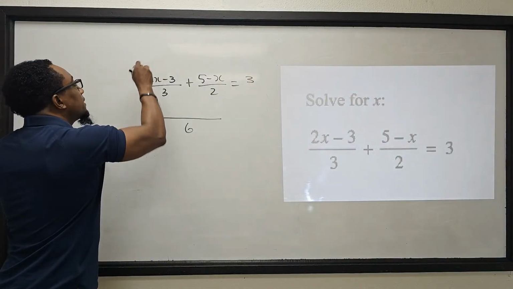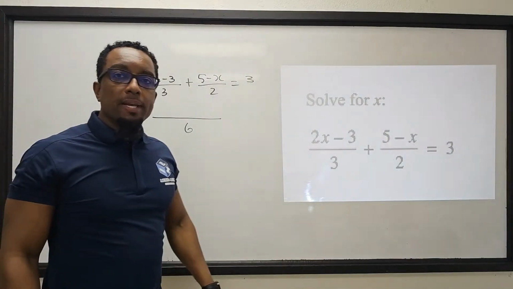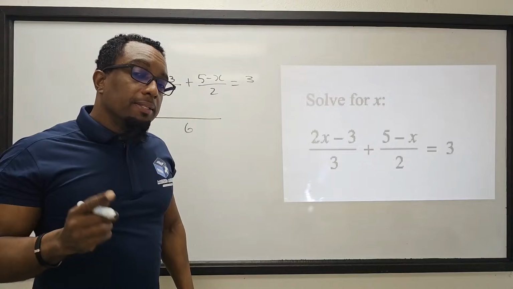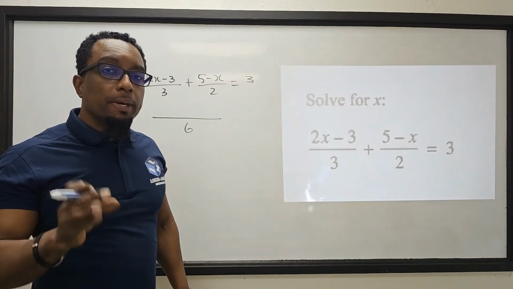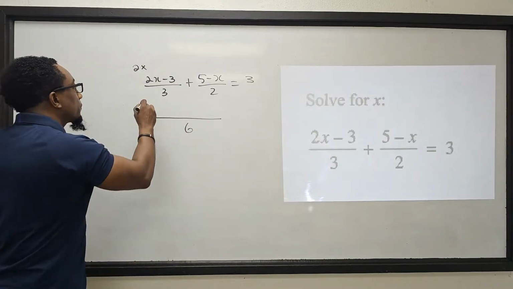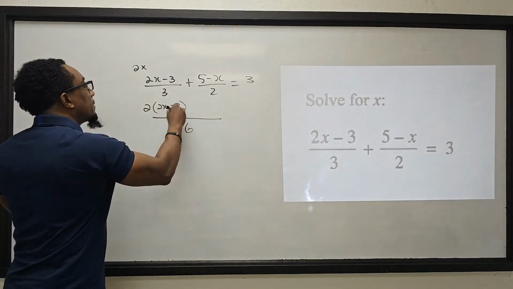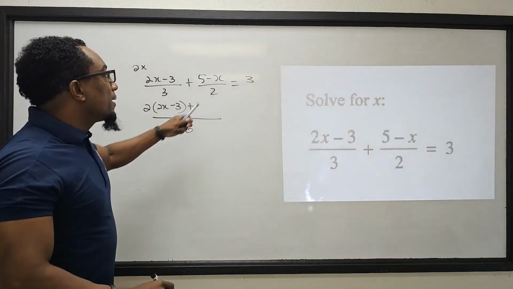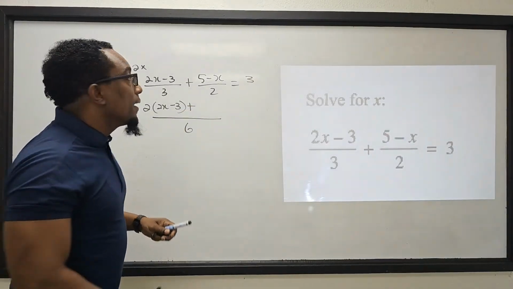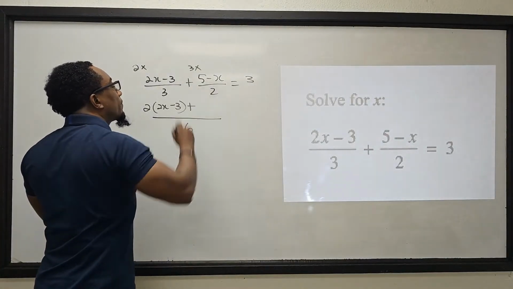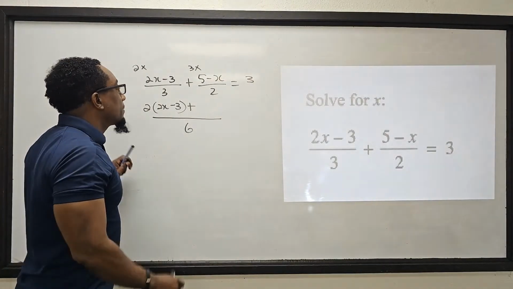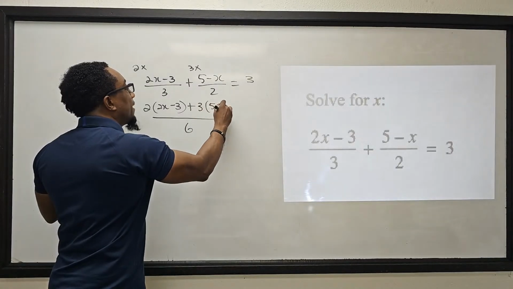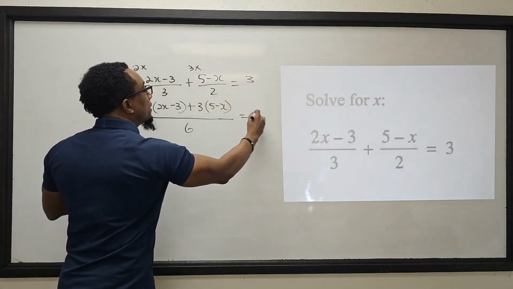And I'm going to multiply 2 by the numerator, 2x minus 3. If I'm multiplying a number by an expression, I must put the expression in brackets. So it's going to be 2 times 2x minus 3 plus. I divide 2 into 6 is 3. I'm multiplying 3 by the expression in the numerator, 5 minus x. So I'm going to write 3, and I'm going to put 5 minus x in brackets is equal to 3.